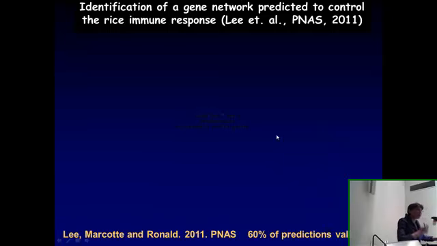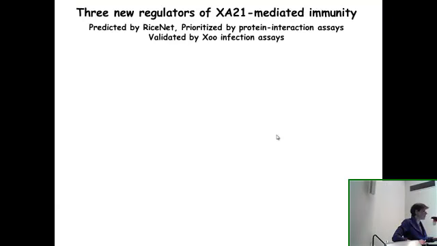So this is still quite a handful, especially if you're a rice geneticist. It's impossible right now in a short lifetime to knock out 800 genes. So we carried out several other prioritization approaches that I won't have time to talk about, but involve pairwise interactions, yeast hybrid interactions. And we were able then to identify 3 new regulators of XA21-mediated immunity.